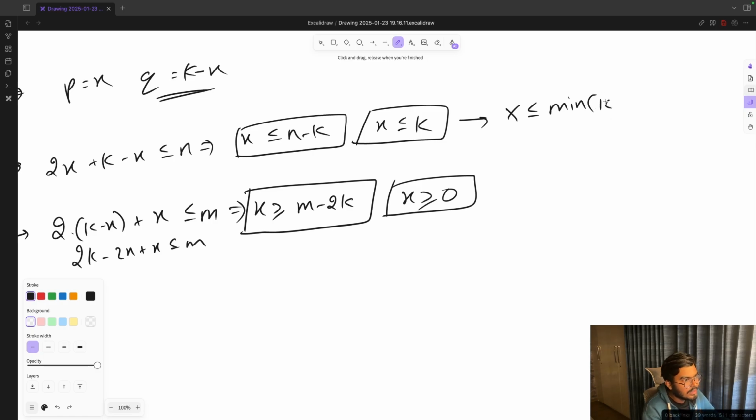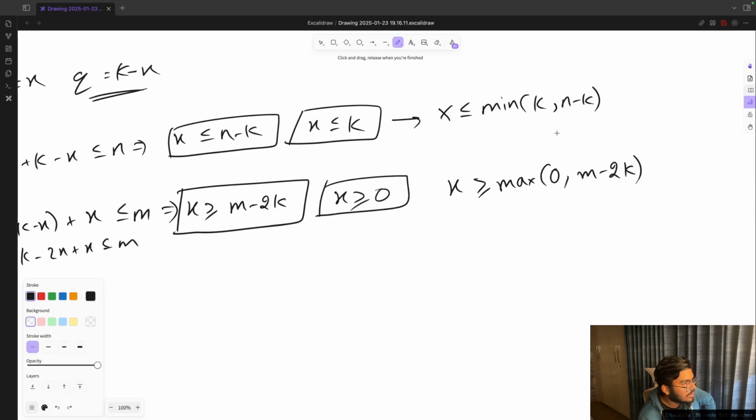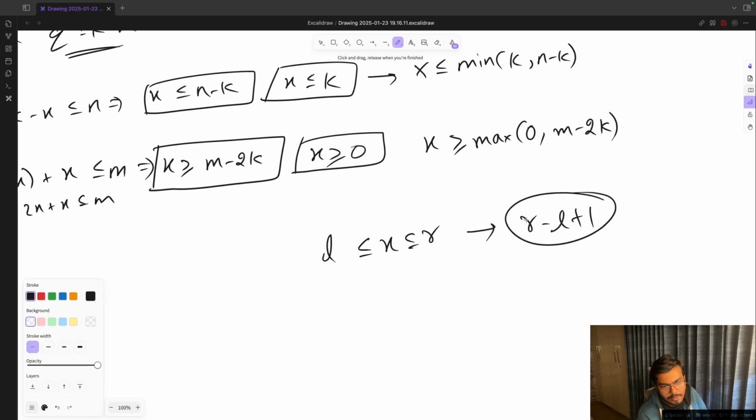Sorry about that. So we have k comma n minus k, and in this case, since both of these are greater than or equal to 0, we can combine this and make it max of 0 comma m minus 2k, right? Yeah, so we have this. If you have some l less than or equal to x less than or equal to r, the number of possible values of x is simply r minus l plus 1, right? These are the number of values of x that are possible.